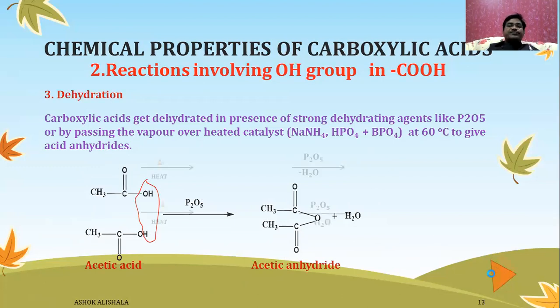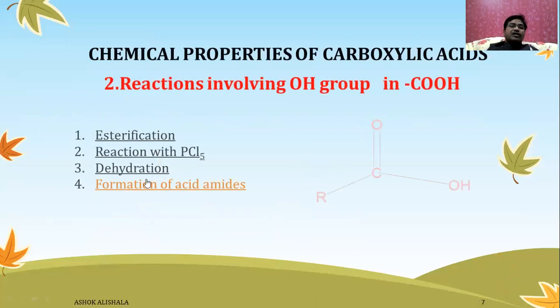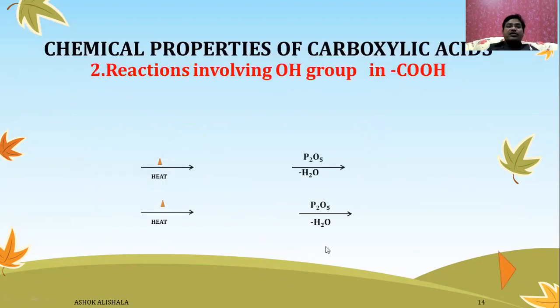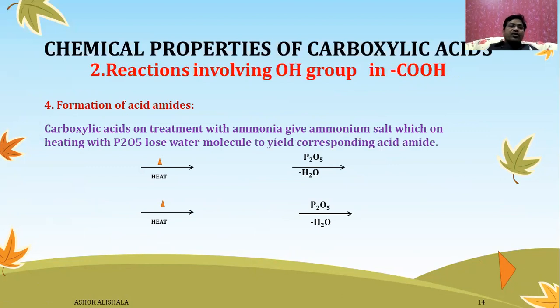Now let us see this one. The third one is the dehydration. The fourth one is the formation of acid amides. How does this reaction proceed? Carboxylic acids on treatment with ammonia give first of all the ammonium salt, which on heating in the presence of phosphorus pentoxide loses a water molecule to give the corresponding amide.